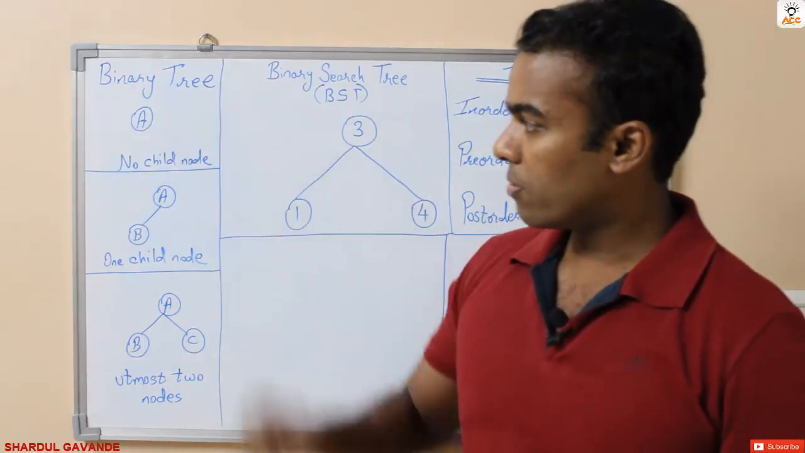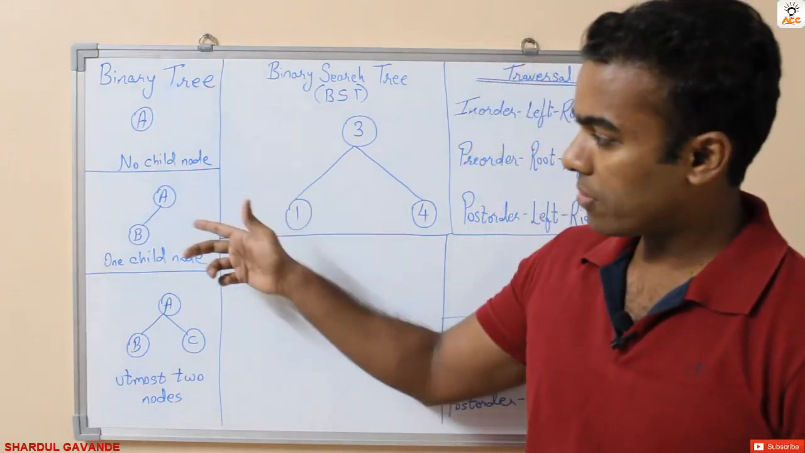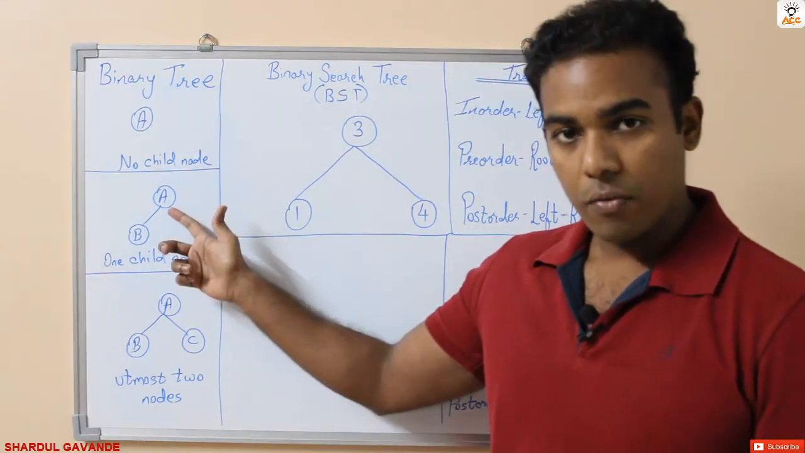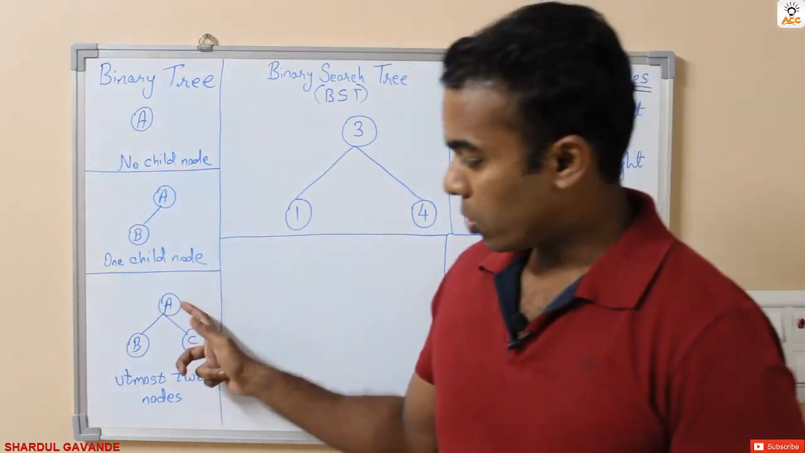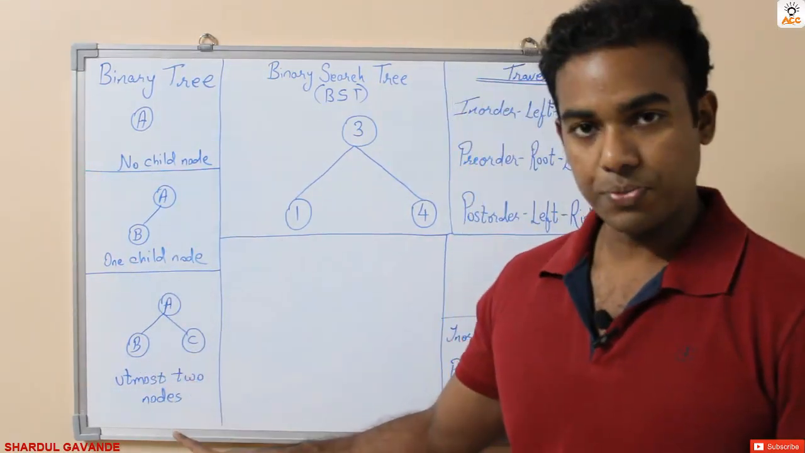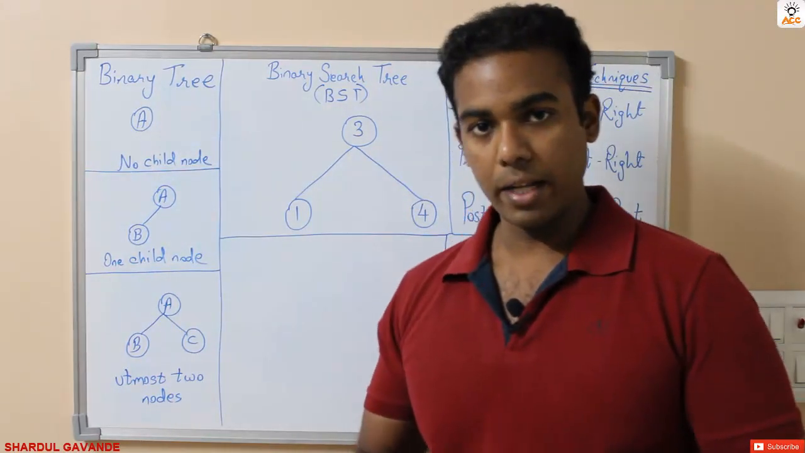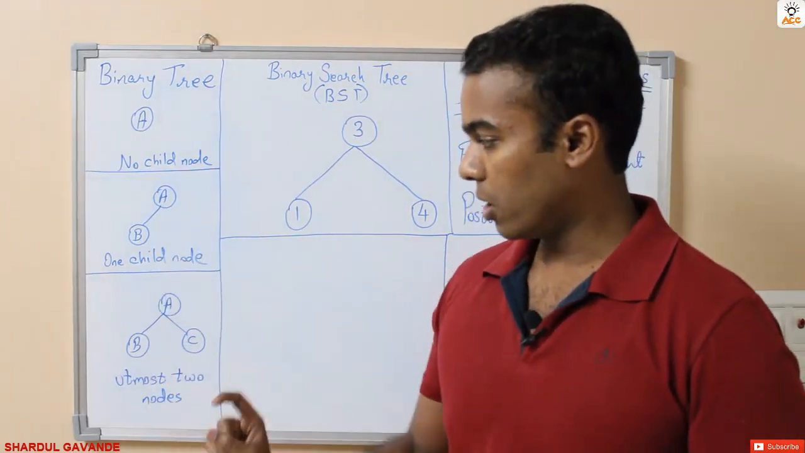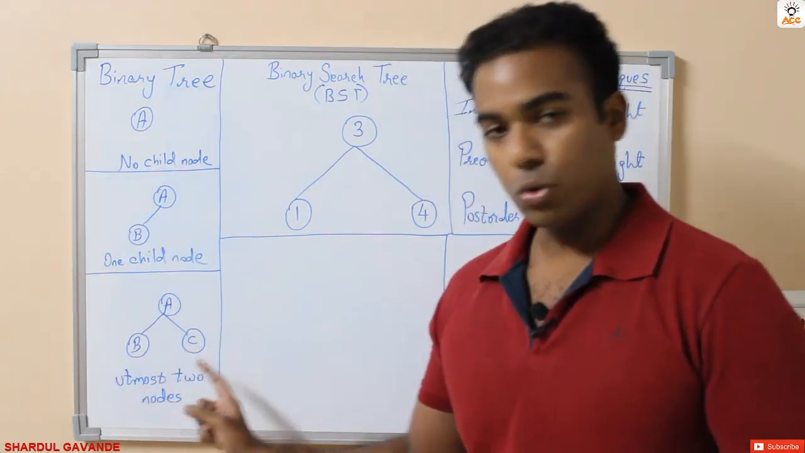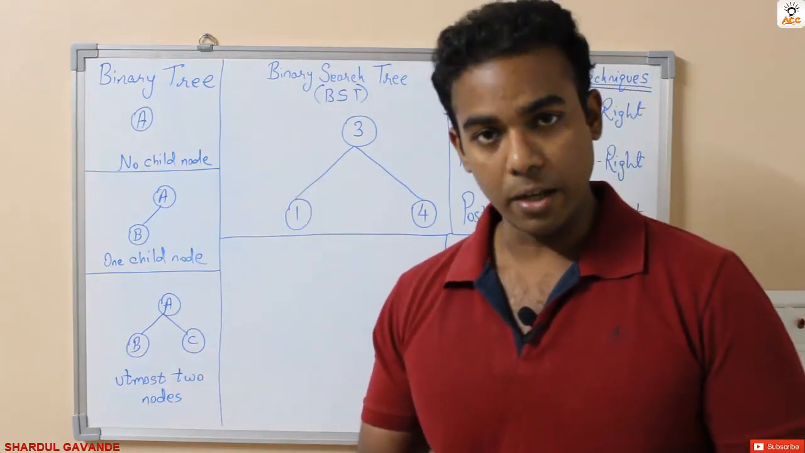So it is a node which can have no child node. Then in the second figure, it says that it can be a node which can have at least one child node, or it can be a node which can have at most two nodes. This we call a node in a binary tree, and these are its child nodes. Here I have one child node, and in the last figure I have two nodes. So these three figures represent a binary tree.